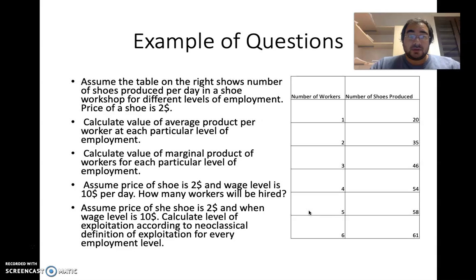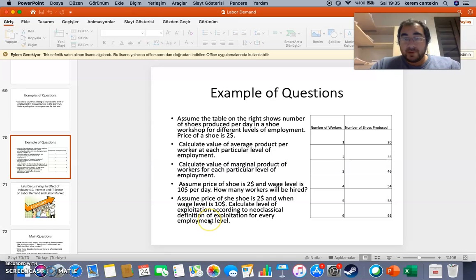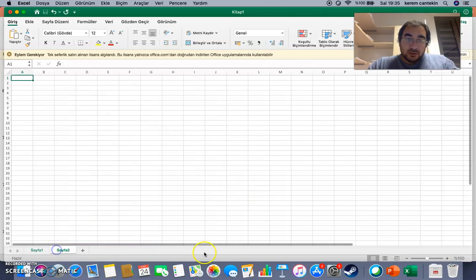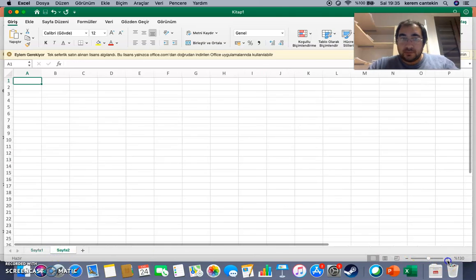Assume the table on the right shows the number of shoes produced per day in a shoe workshop for different levels of employment. Price of shoe is $2. Calculate the value of average product for every particular employment level. Marginal product then. Then we have a wage level. Okay, let's do that. Let's do it from scratch.